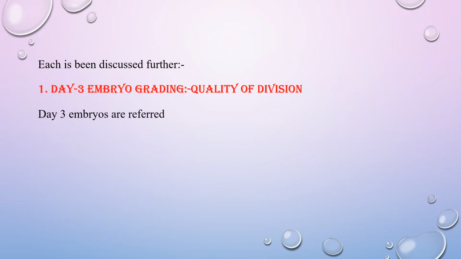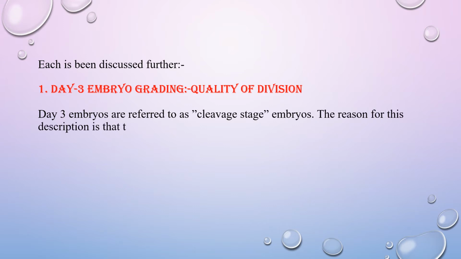Day 3 embryos are referred to as cleavage stage embryos. The reason for this designation is that the cells in the embryo are dividing, or cleaving, but the embryo itself is not growing in size.